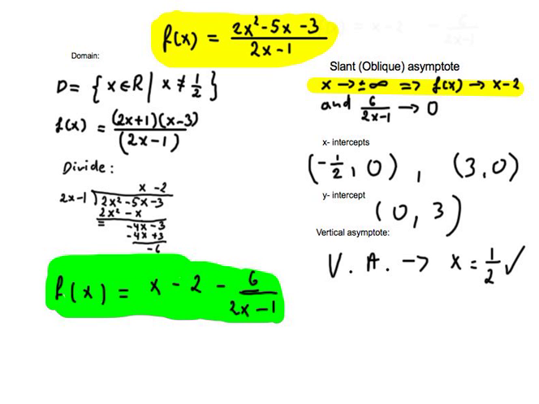So we have no horizontal asymptote. We have one slant asymptote and we have a vertical asymptote. So let's put this together with x and y intercepts and the fact that we have two asymptotes here. Let's try to create the graph of this function.